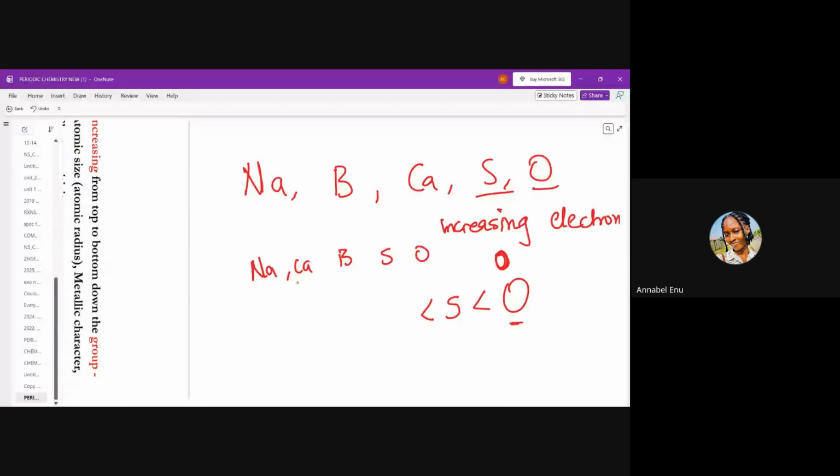Then we will now write the less than sign, because sodium is less than this in terms of negativity, less than boron, less than sulfur, and less than oxygen, which makes oxygen the ultimate in this case.